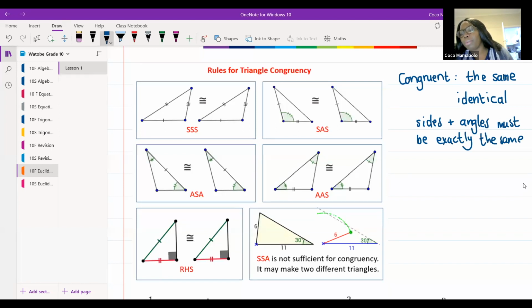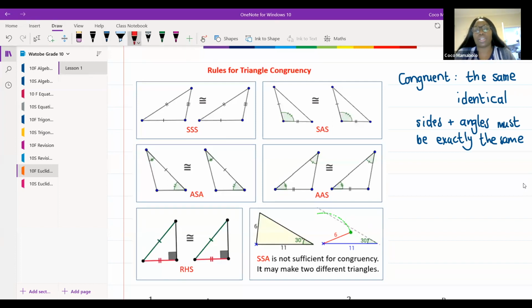Now, the problem is sometimes we're not given all of the information that we need, and you can always look at this from certain viewpoints. So we need to make sure that when you call congruency in triangles, we have the relevant information.